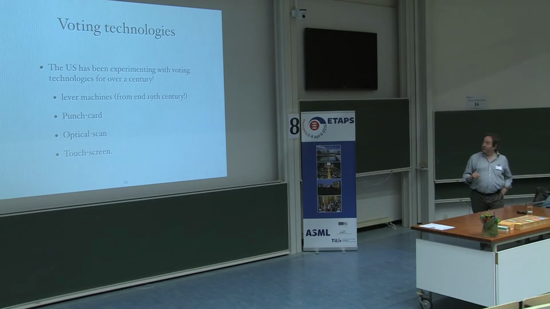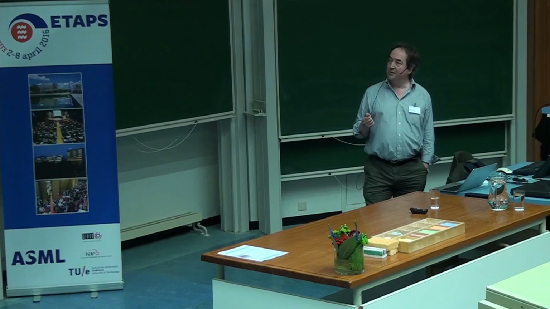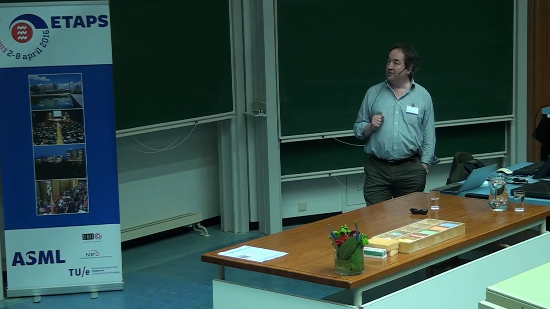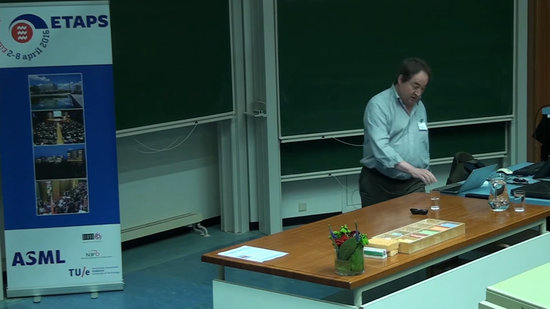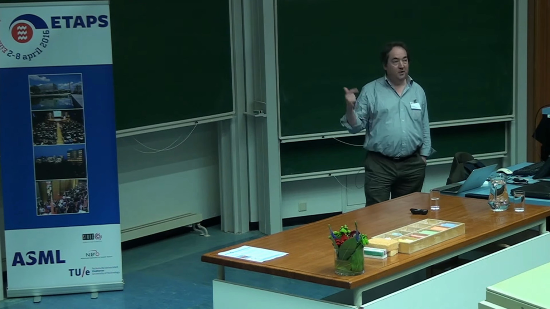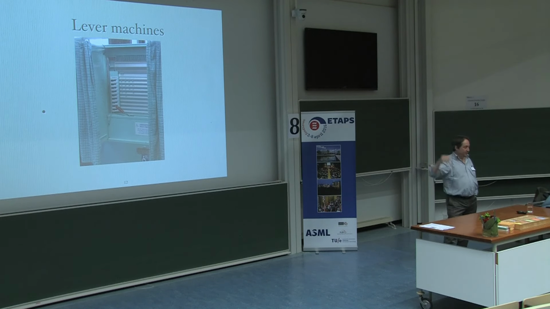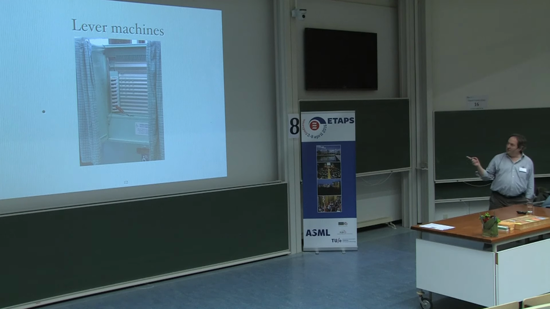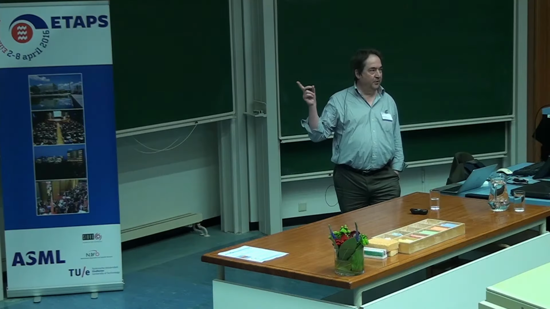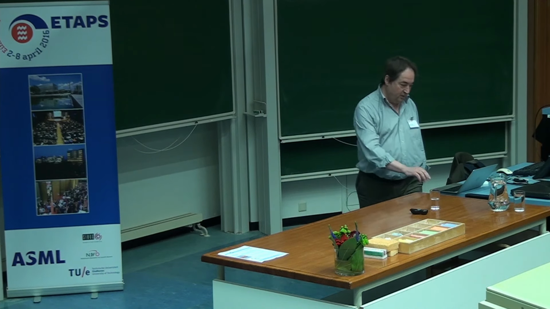Okay, so let me just very quickly spin through, just to illustrate. When I started to get into this subject about a decade ago, what really surprised me is that the US has actually been experimenting with technologies for voting for well over a century. For example, these lever machines came in at the end of the 19th century. They weigh a couple of tons and have lots of levers. They were being used in New Jersey until fairly recently, or possibly even in some counties still.